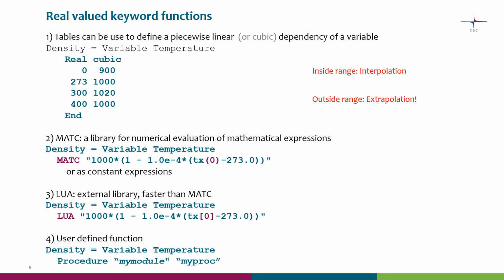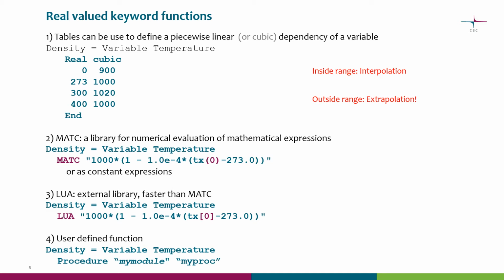The real valued keywords in Elmer can depend on field values. This is actually the main way in which weak coupling between different solvers is often implemented. So we have material parameters that depend on the field values of the other solver. The simple tabular dependency is maybe the most straightforward to use.